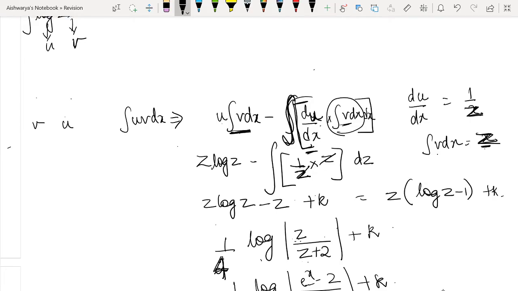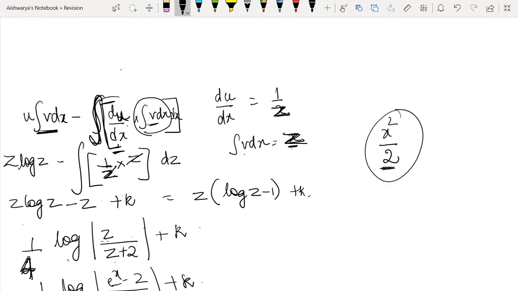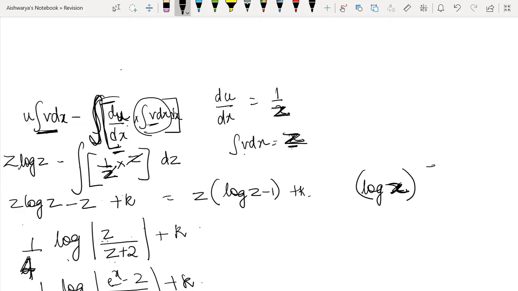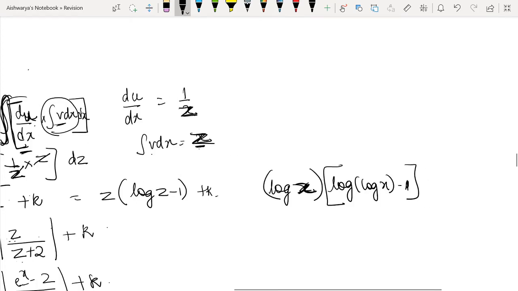Now z value is nothing but, substituted here, z is nothing but log x, this is what you had assumed initially. Open the bracket, log of log x minus 1, plus k, this is what you will have here.